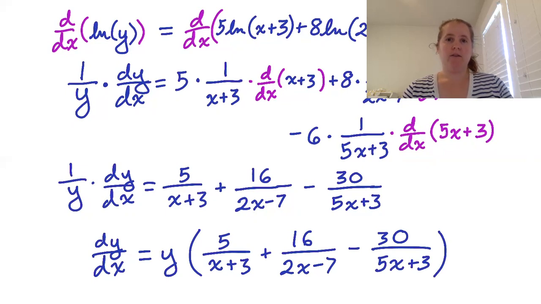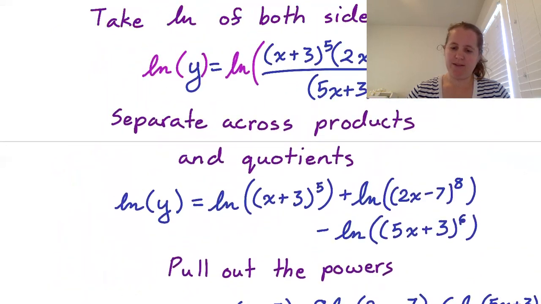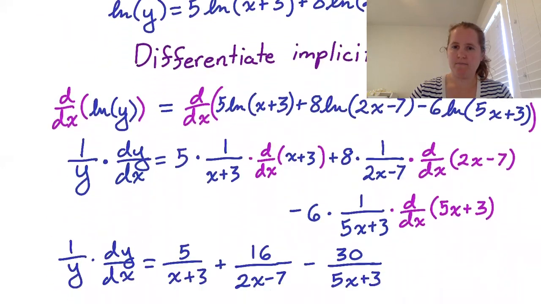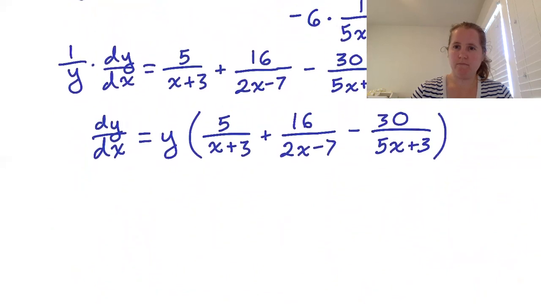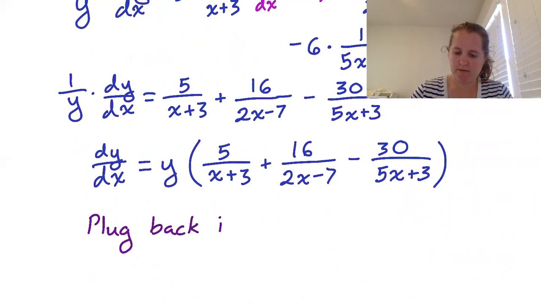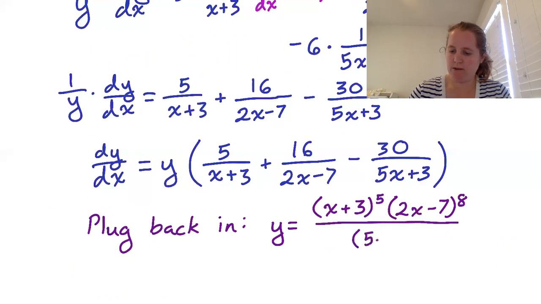And then y was that whole, let's see, y was originally (x plus 3) to the 5th times (2x minus 7) to the 8th all over (5x plus 3) to the 6th. So we can at this point plug back in. y equals (x plus 3) to the 5th times (2x minus 7) to the 8th all over (5x plus 3) to the 6th.